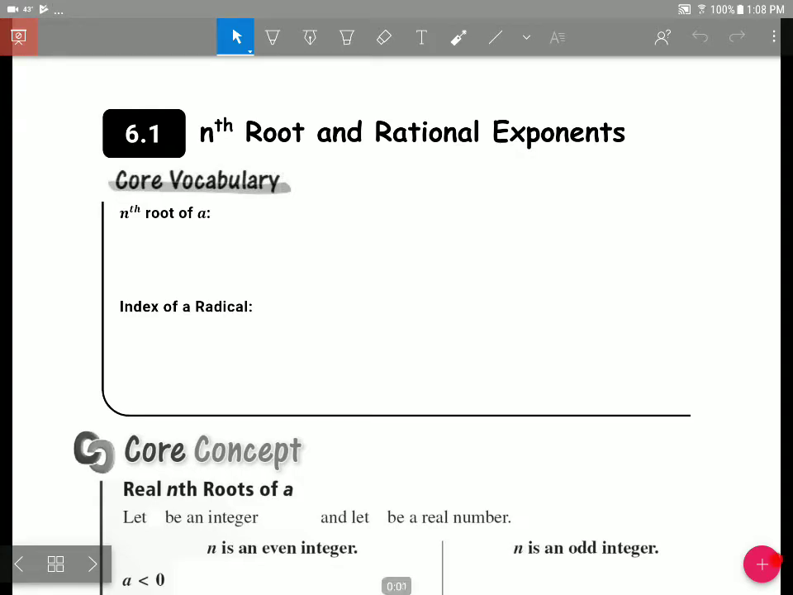So here we go. The nth root, rational expressions. Basically 6.1 and 6.2 are introductory to this. The whole of chapter 6 is all about roots. All right, square roots, cube roots, fourth roots, fifth roots.